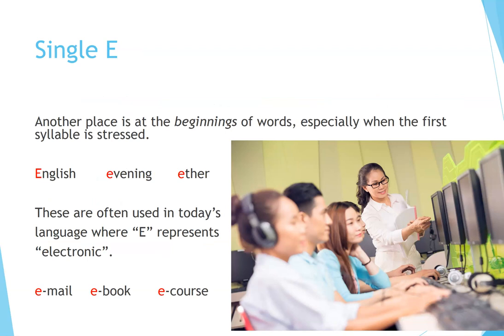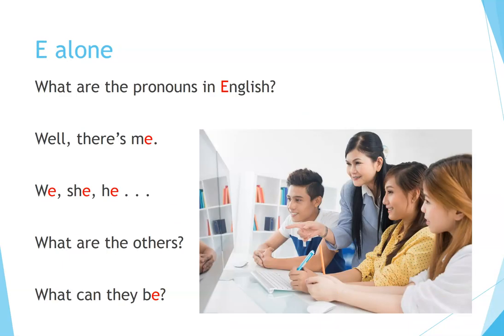Single E. Another place is at the beginnings of words, especially when the first syllable is stressed. English, evening, ether. These are often used in today's language where E represents electronic. Email, ebook, e-course. E alone. What are the pronouns in English? Well, there's me, we, she, he. What are the others? What can they be?